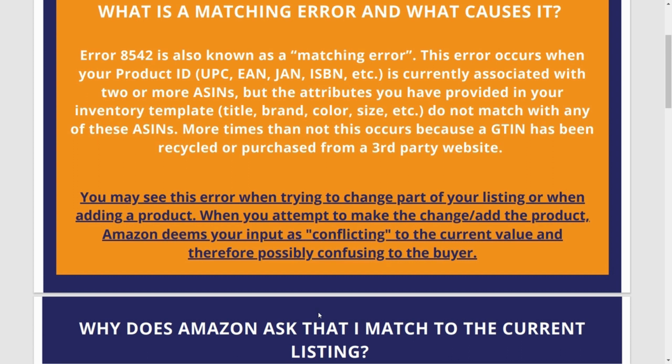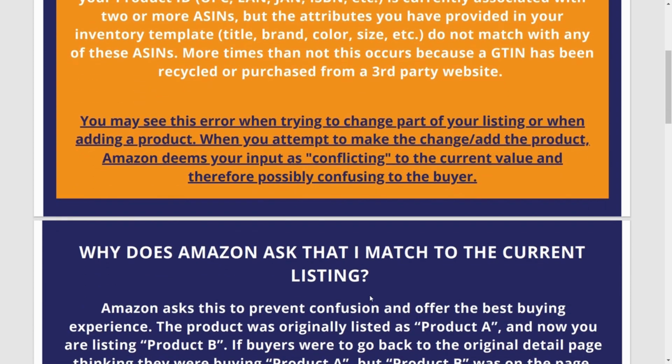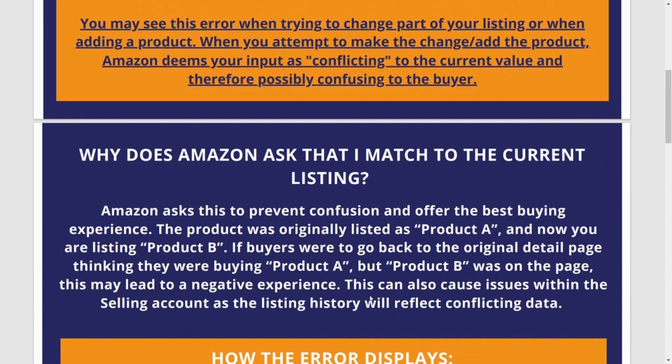Okay, so why does Amazon ask that I match to the current listing? What does a matching error really mean? So Amazon asks this to prevent confusion and offer the best buying experience. The product was originally listed as product A, however it was set up, and now you're listing product B. So if a buyer were to go back to the original detail page thinking that they were buying product A, but product B was on the page, this might be confusing and lead to a negative experience. Plus, this can cause issues within your selling account as the history of that ASIN or of that product will reflect conflicting data.